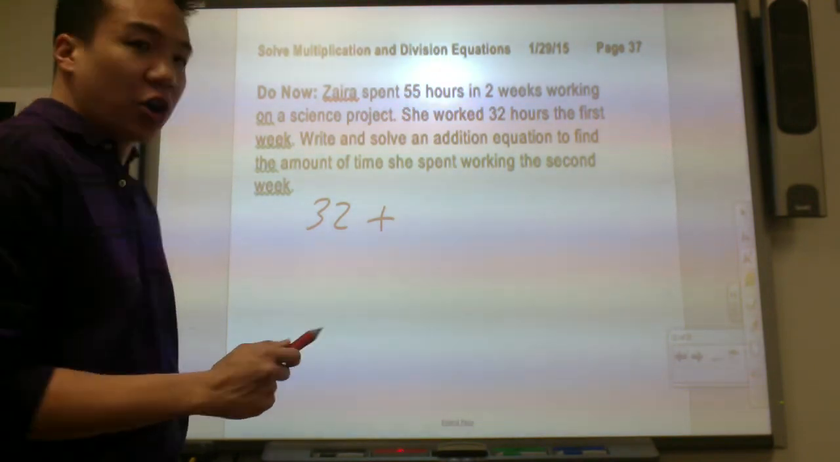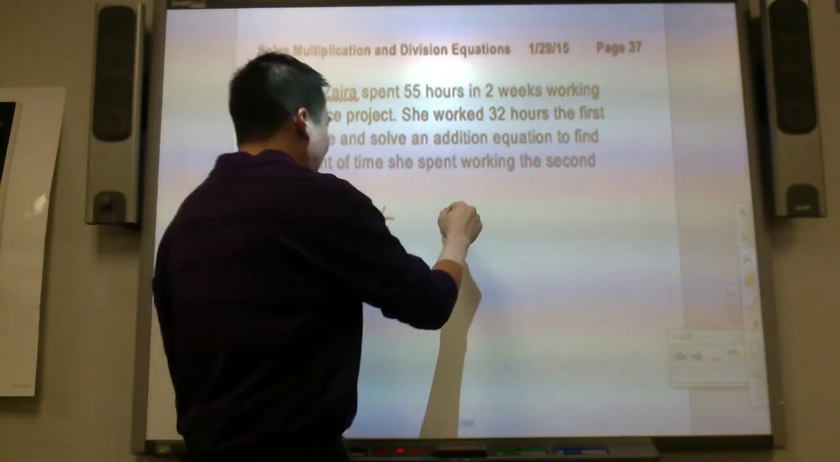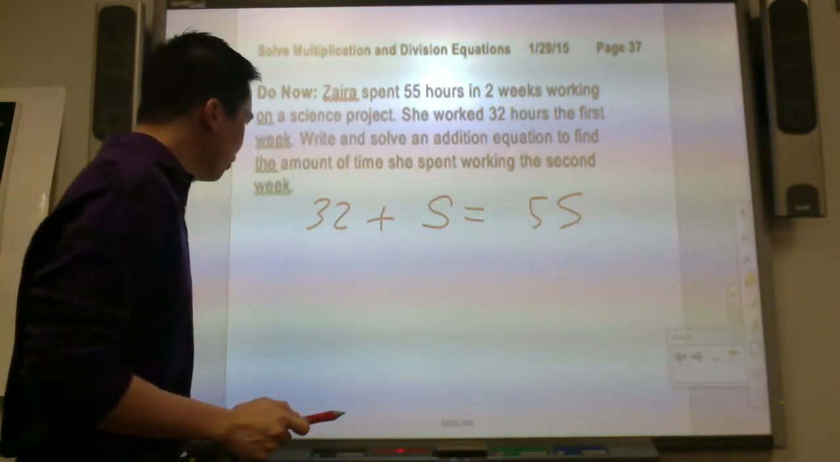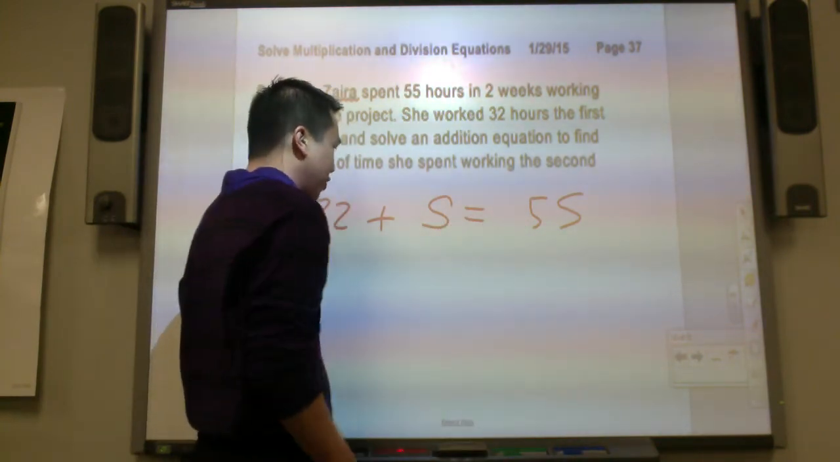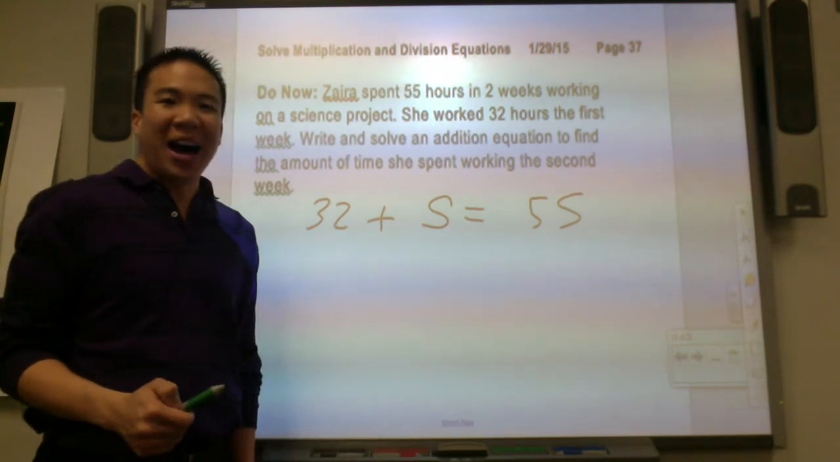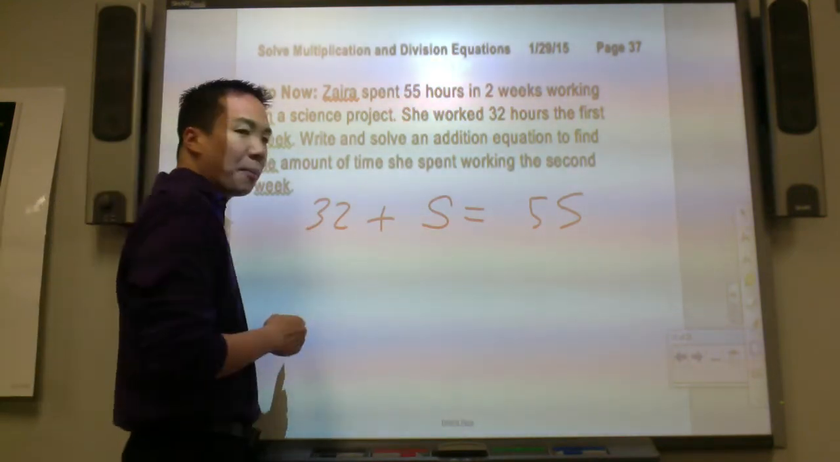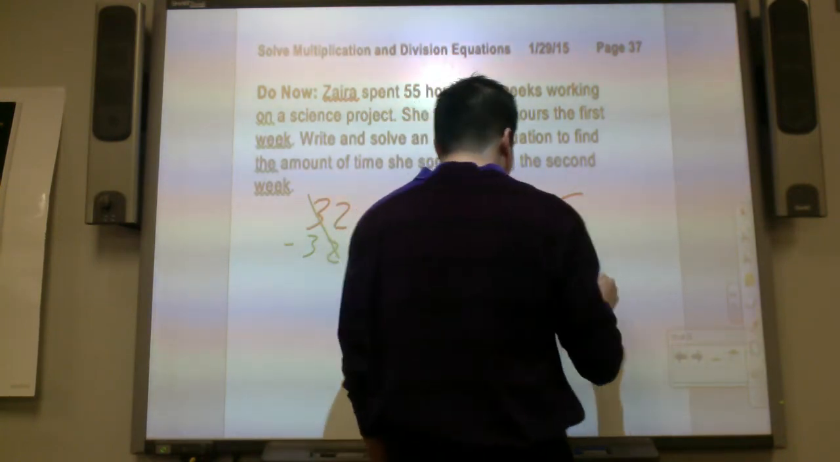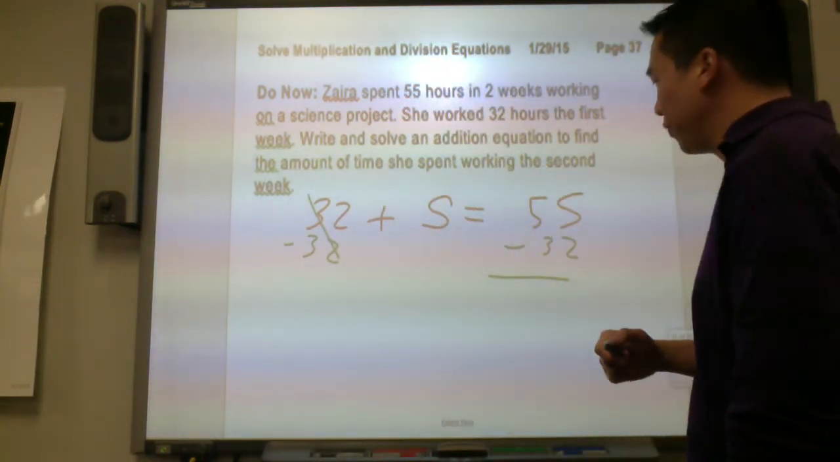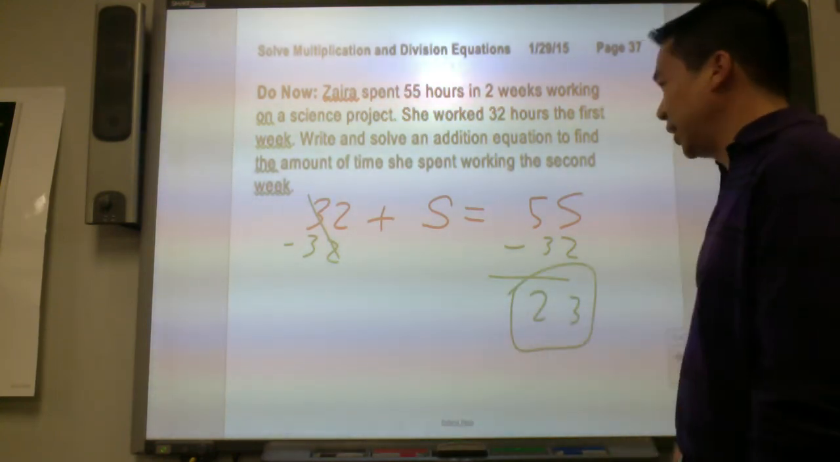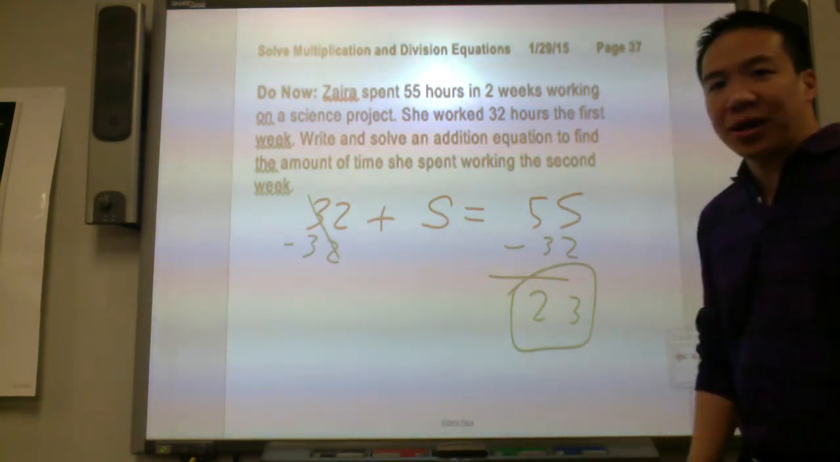Oh, is that our variable or symbol? S for second week. We know she worked 55 in all. So 32 the first week, something on the second week equals 55. What is the inverse? I want to keep this variable by itself. What's the inverse of positive 32? Negative 32. So 55 positive with 32 negatives would be 23 is the answer. So she spent 23 hours on the second week.